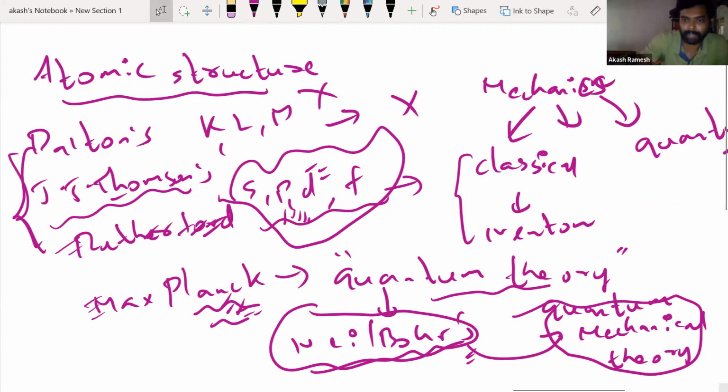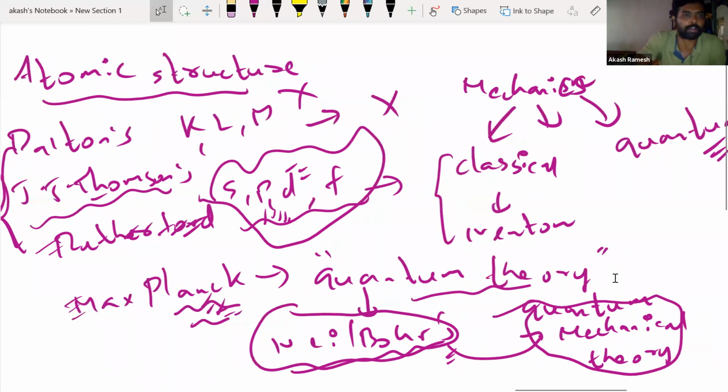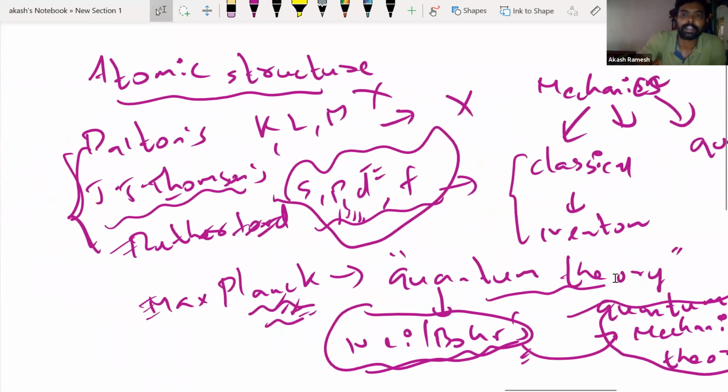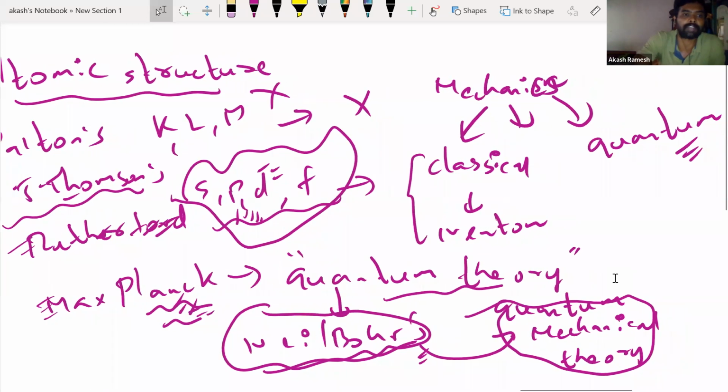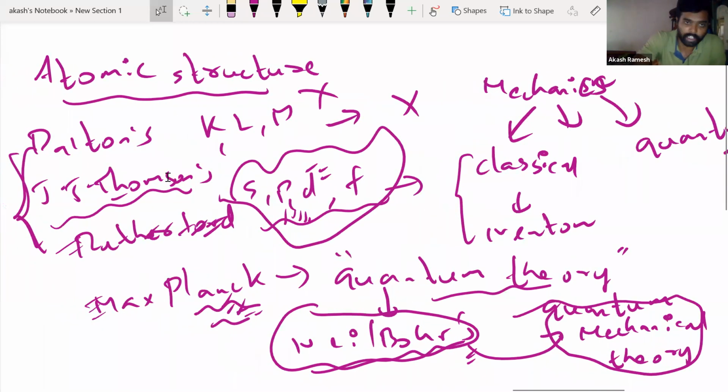So maybe I will stop with this for today, even though we have 10 more minutes. Tomorrow's class, I'll be starting with Dalton, which you already know, then J.J. Thomson, where we will directly go to the cathode ray experiment. What exactly he did, and how from the cathode ray experiment he was able to give the plum pudding model. We know only about the plum pudding model, we don't know the experiment behind it.